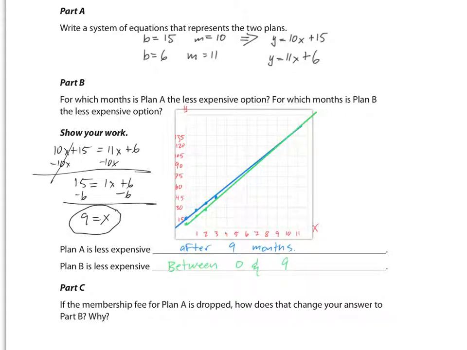Okay? For part C, it says if the fee for plan A is dropped, how would that change your answer? So if there was no fee, then the slope will be less and the y-intercept will be less, so plan A will be cheaper all along.